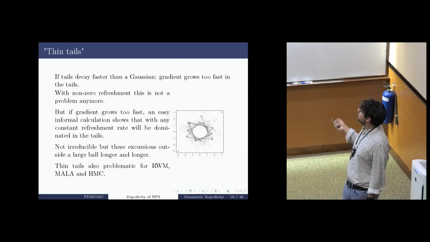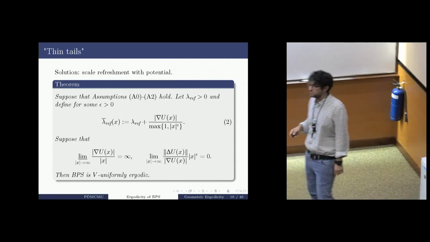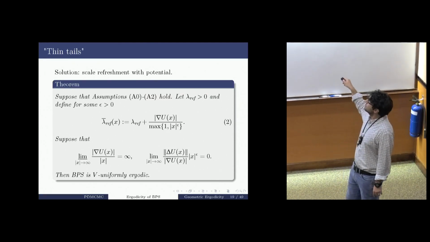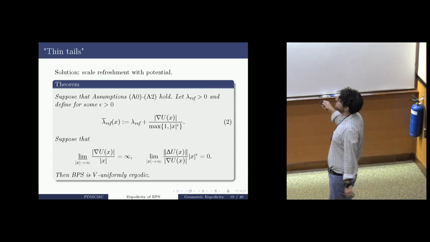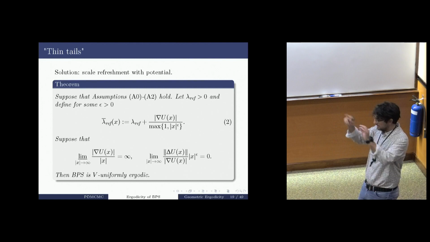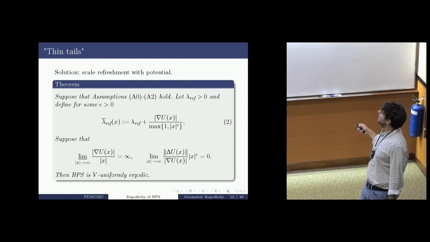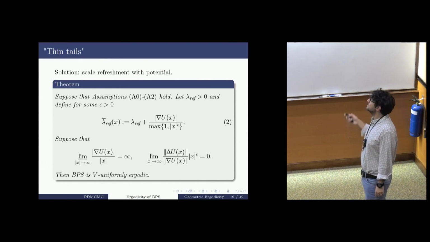So, a way to deal with this was we decided to introduce this location-dependent refreshment rate. This doesn't actually increase your cost that much, because it grows less than the gradient. So still the bounces will be the dominant effect out in the tails, but you just make sure that you have enough refreshment to make sure there's a chance you don't get stuck outside those balls. So for thin tails we have this result. We have some conditions here, and then the remaining case is essentially thick tails.